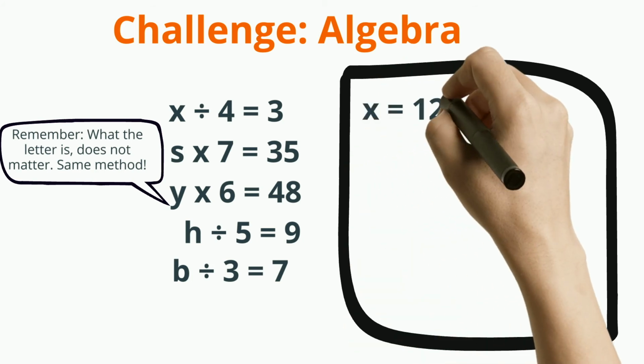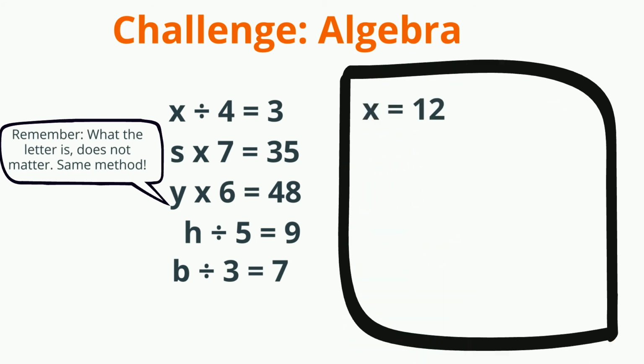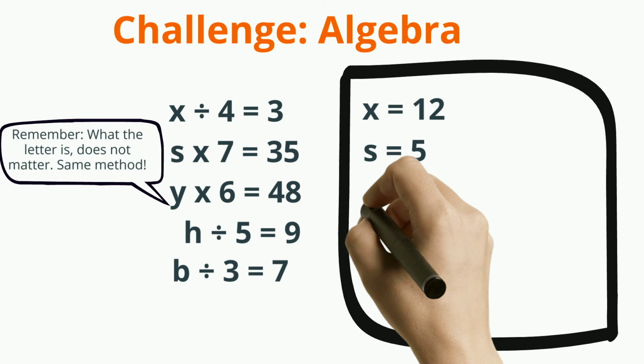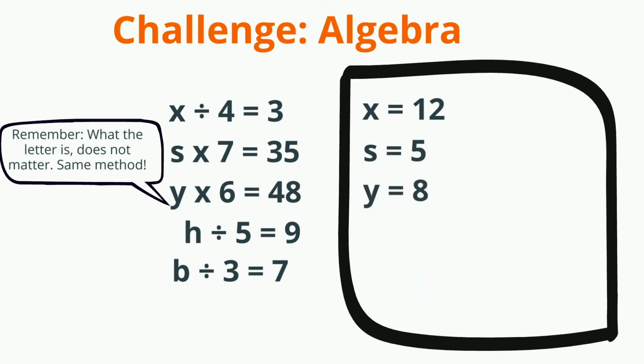Question number 1. x equals 12. For our second one, s multiplied by 7 equals 35. We need to divide 35 by 7. Therefore, our answer is s equals 5. y multiplied by 6 equals 48. Multiplied by 6 becomes divide by 6. So 48 divided by 6 would leave 8. So our answer here is y equals 8.